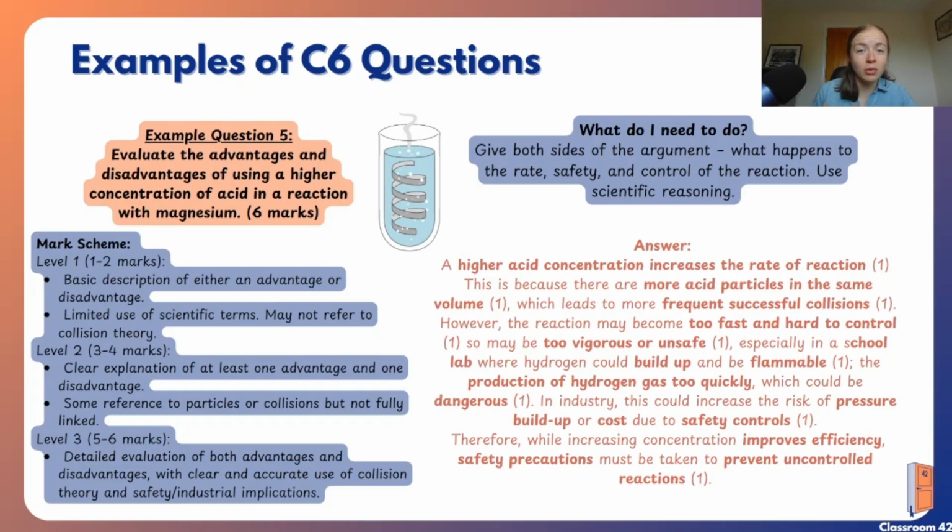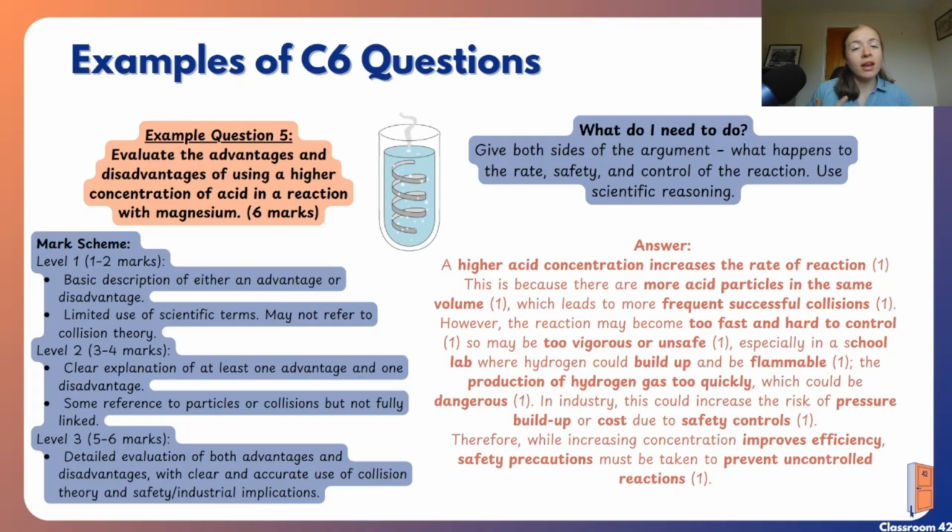Usually in this kind of question, they would give you a clue for that as well in the context above. So you want to be thinking, what would happen if this reaction was really, really quick? That's what they're getting at here. So let's go through the rest of the answer. In industry, this could increase the risk of pressure buildup or cost due to safety controls, because it would require a lot of material in order to prevent the equipment from exploding, basically.